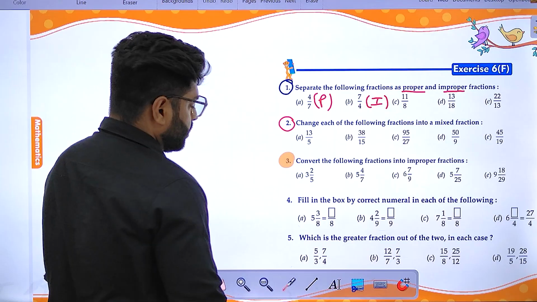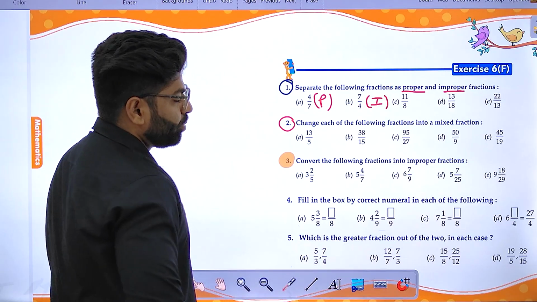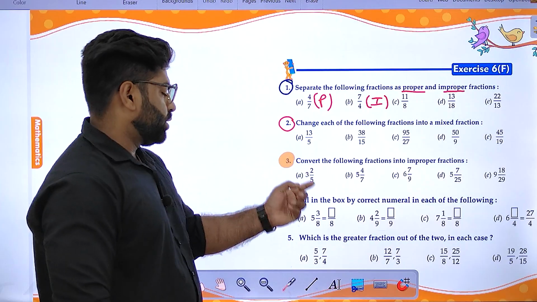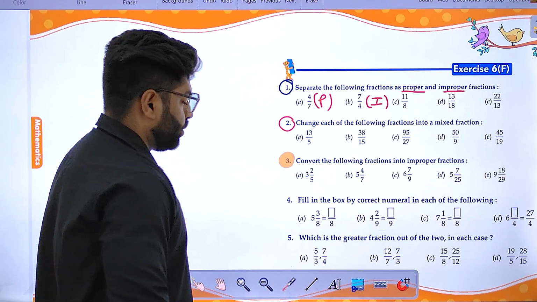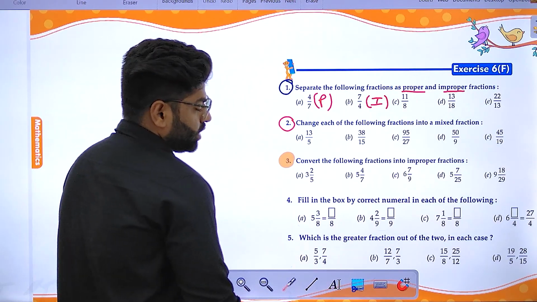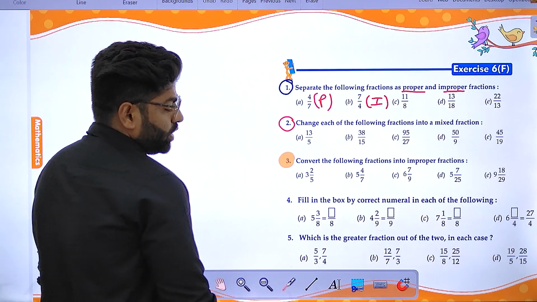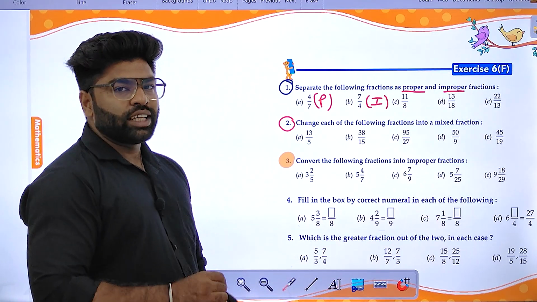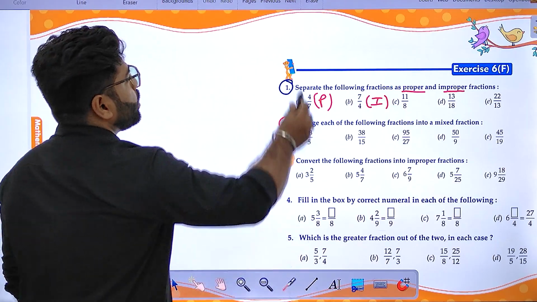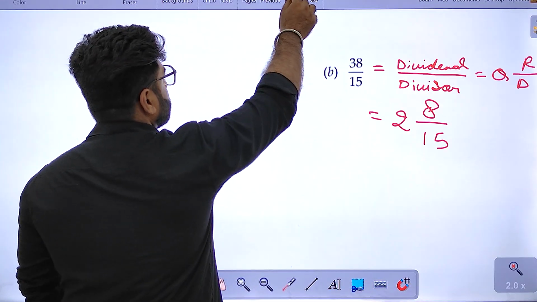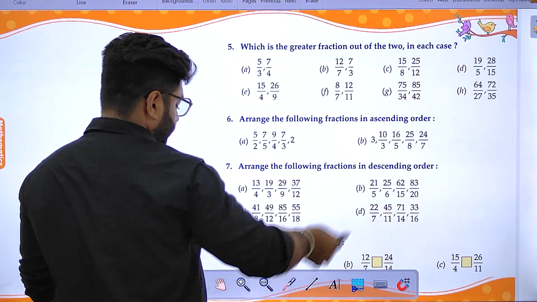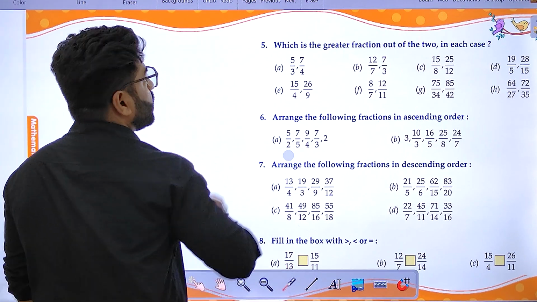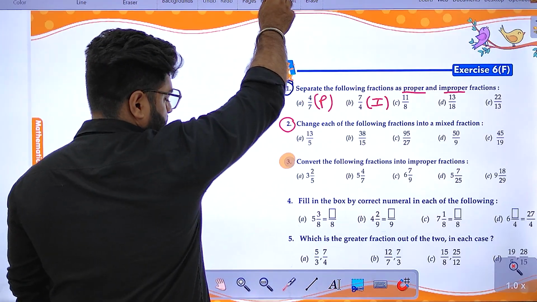Okay, next is question number 4, fill in the box by correcting the numeral. This is the same as the questions we did in question number 3, so you can do it on your own. Now come to question number 5, which is the greatest fraction out of these two. You just have to compare them, which we did in an earlier exercise. You can also do this part on your own. Okay, this is question number 5.